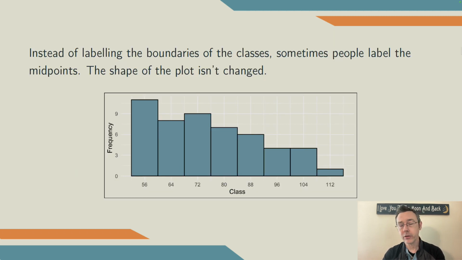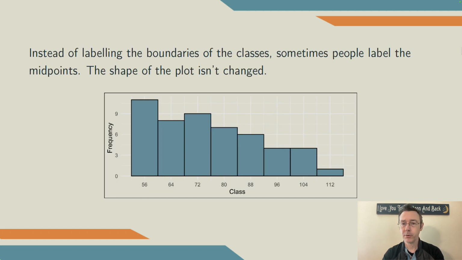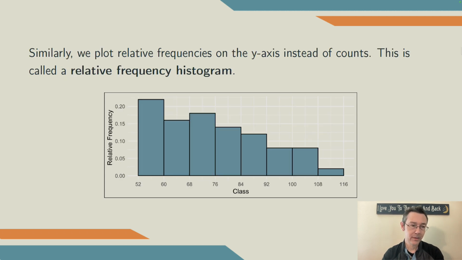Now there are a lot of variations on the histogram that are worth mentioning sort of in passing. Up till now, I've been labeling the boundaries of the classes, for instance over here, 52, 60, 68, but it's perfectly legitimate to label the midpoints, 56, 64, 72, and so on. And in particular, the plot does not change shape when you make that change. Similarly, instead of plotting frequencies on the vertical axis, we can plot relative frequencies, so just the frequencies divided by the total sample size. This is called a relative frequency histogram.